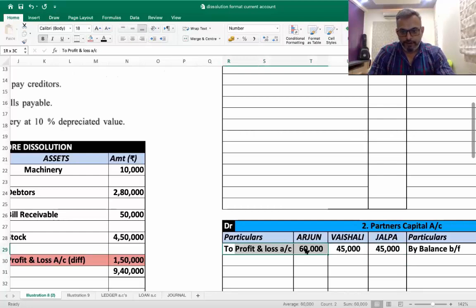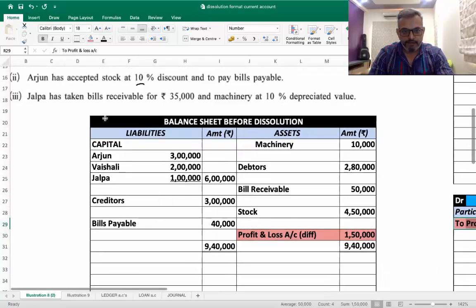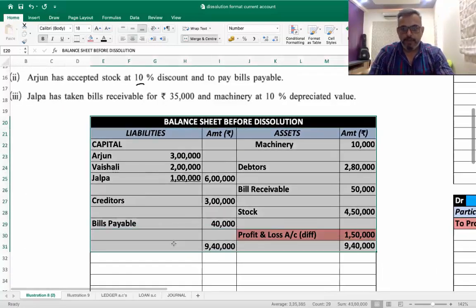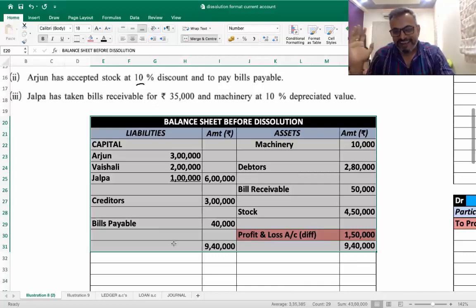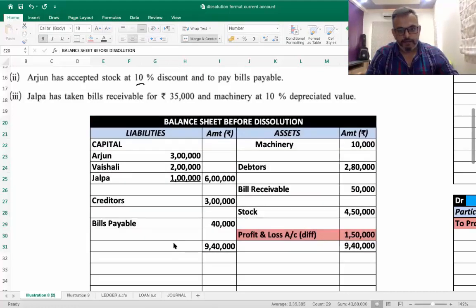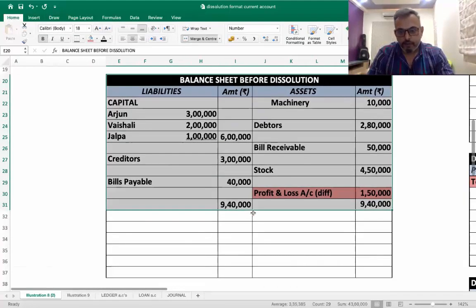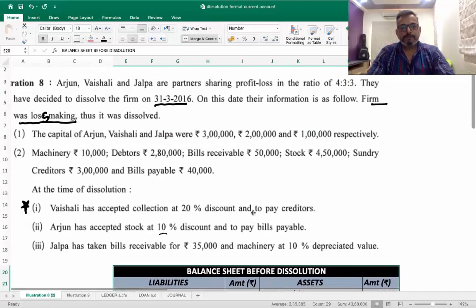So profit and loss account, ये loss को भी हमने transfer कर दिया. So complete balance sheet is now done. We have transferred everything, okay, either to realization or to partners capital or to respective accounts. Okay, the balances are transferred. Now what we need to see is, let's go to the adjustments.